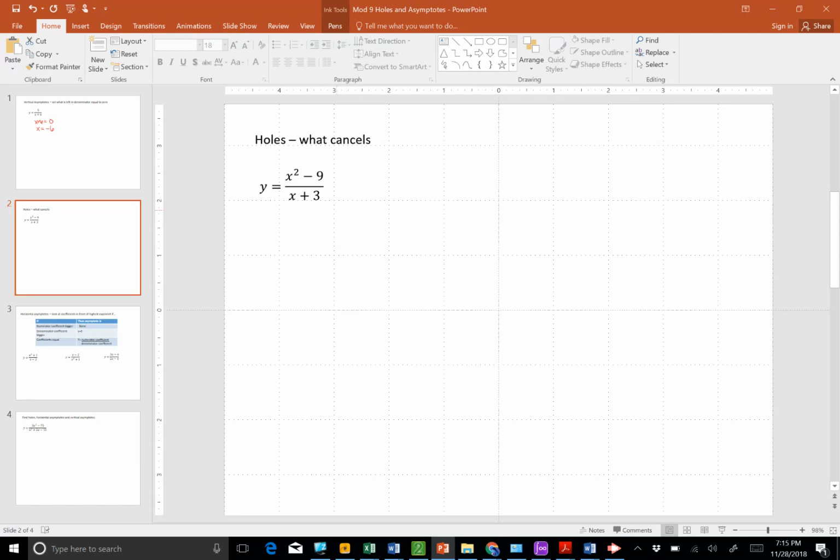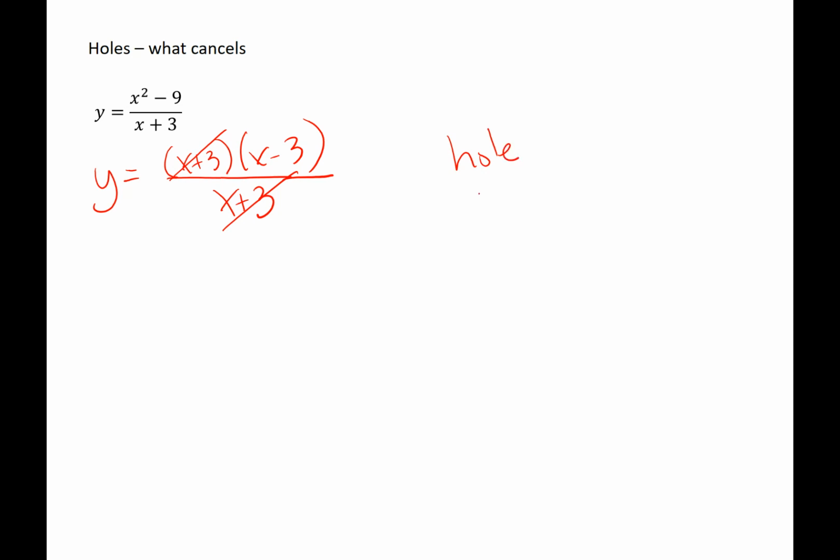Holes are what cancels. So let's take a look and see something cancel here. So we know that we would factor that numerator, and we would factor it into x plus 3 and x minus 3 because it's a difference of squares. And we're left with an x plus 3 in the denominator. So you'll notice that those cancel. Whatever cancels is a hole. So we would know that there's a hole. We take what canceled, set it equal to 0. So at x equals -3, there is a hole.